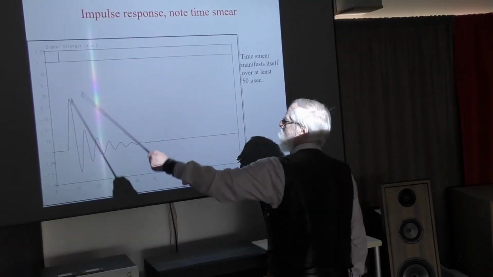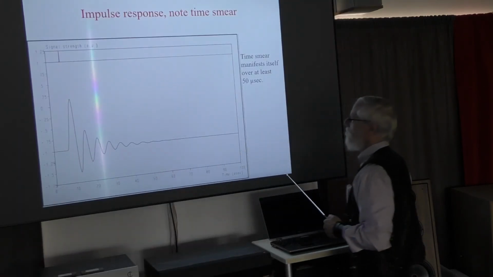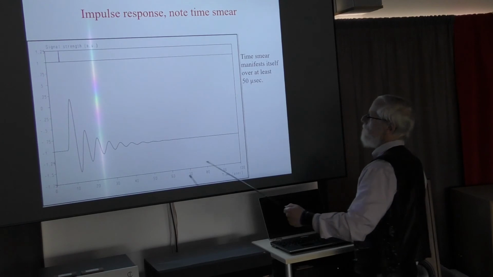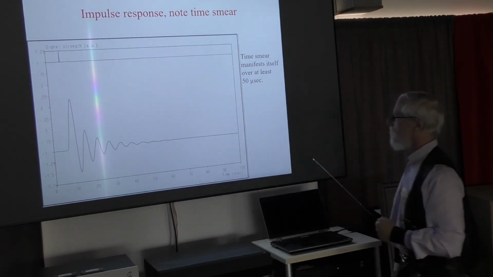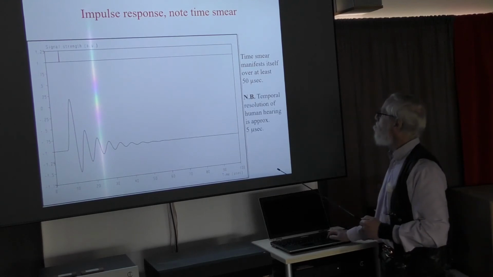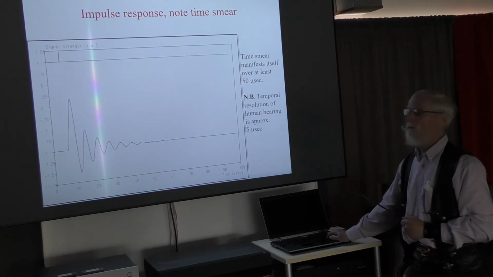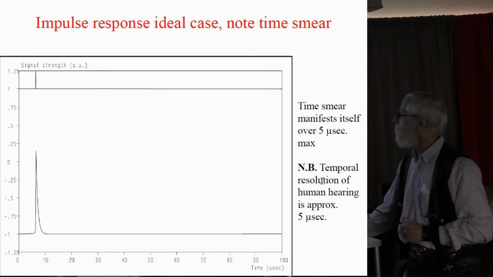If we put in a Dirac pulse, then this is the output of the amplifier. And it gives a time smear which spreads over at least 50 microseconds. Whereas the temporal resolution of human hearing is about 5 microseconds.